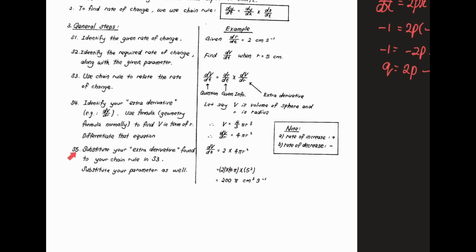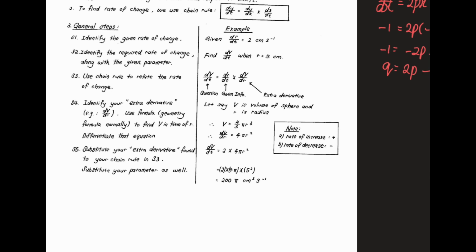Okay, now step 5, substitute your extra derivative found into your chain rule in step 3. So we put dv dr at the back, we substitute 5 inside. We also substitute dr dt, which is 2, in front. We calculate, then we get dv dt. Okay, so these are the steps. Now note, if you have rates of increase, put positive. If you have rates of decrease, put negative. So I have to remember this also.